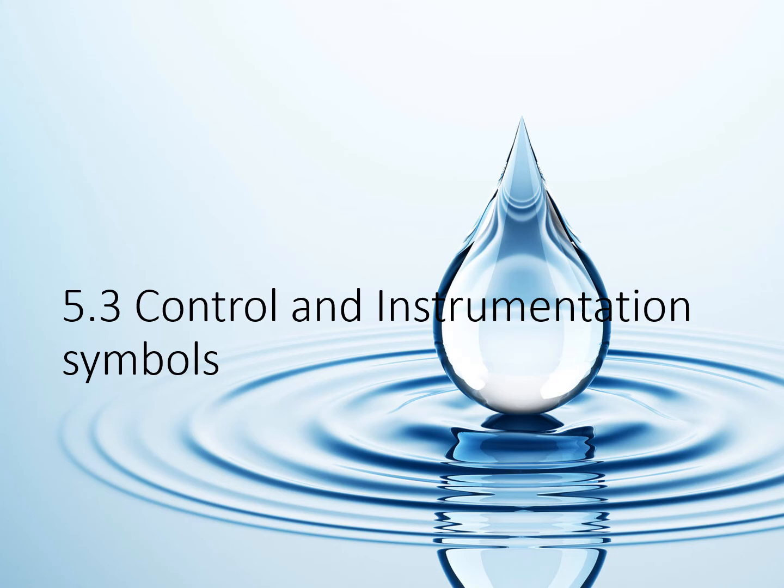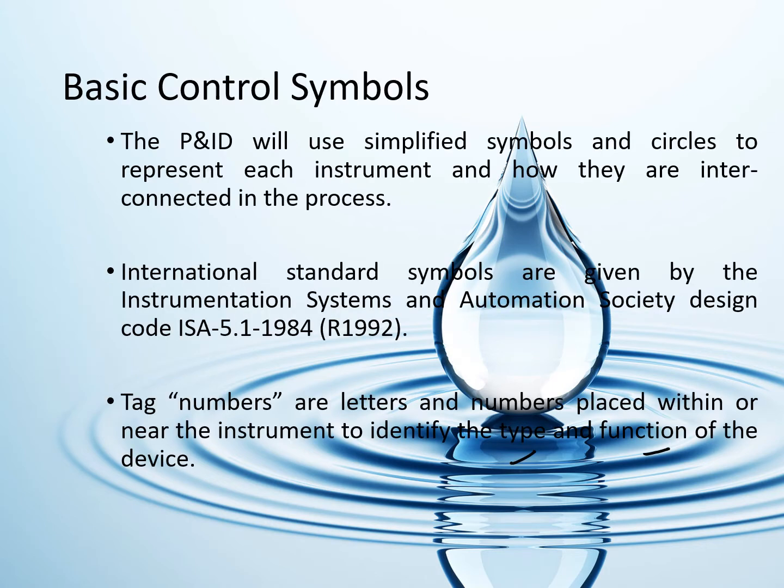Okay, now we continue with subchapter 5.3, which is control and instrumentation symbols. For basic control symbols, as you all know, P&ID uses simplified symbols, and for each instrument they use a circle to represent it. P&ID also follows an international standard, which is the Instrumentation, Systems and Automation Society. In other words, we call it ISA.